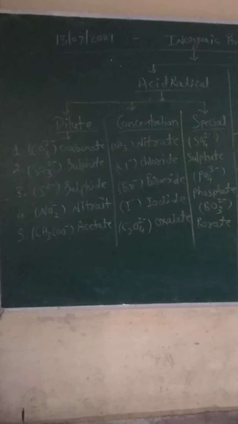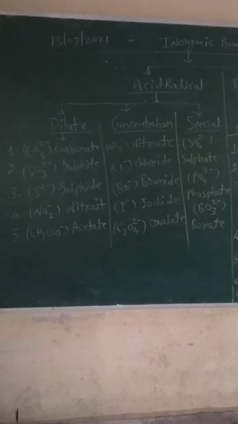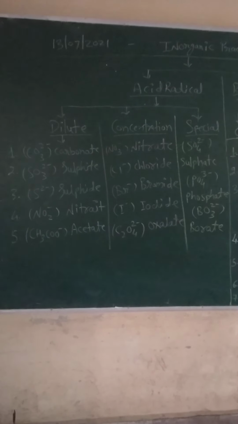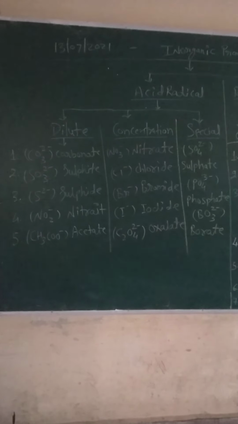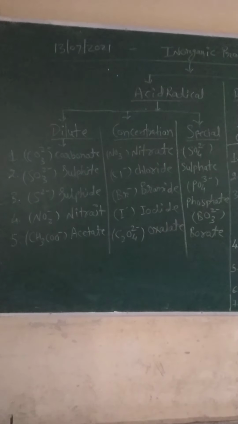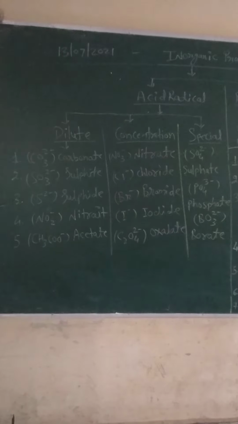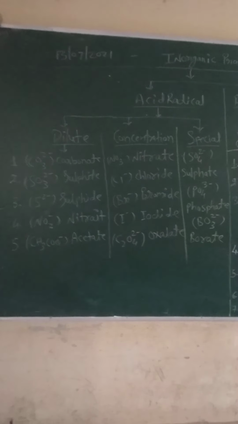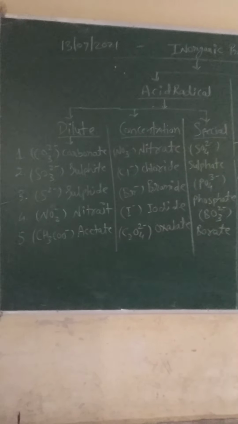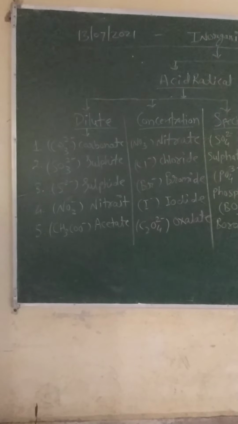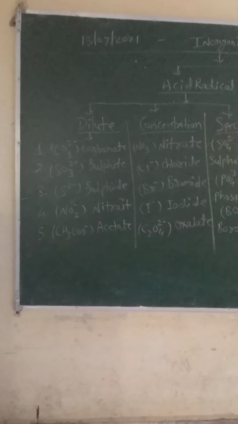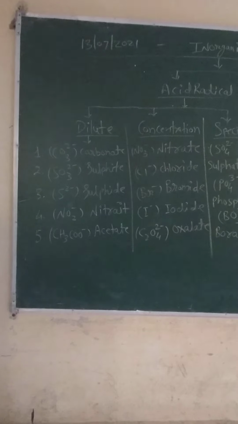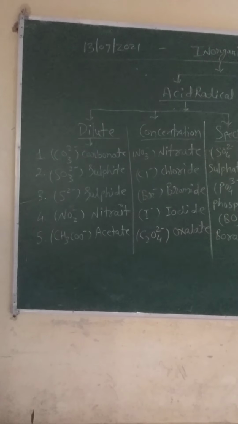Students, in the last video I sent only the information on inorganic radical practicals. Then I told you about acid radicals: 5 types of dilute, 5 types of concentrated, and 3 types of special group radicals. Now, how do we handle this in practical class, for example in the carbonate test?